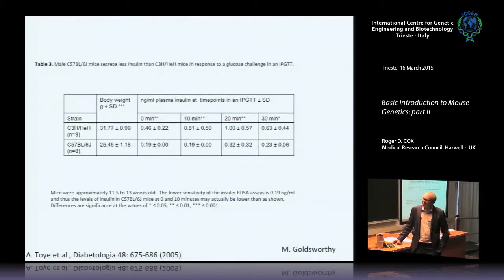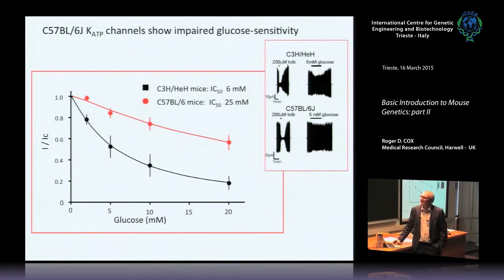They show differences in insulin secretion. So black 6 mice secrete less insulin during a 30-minute glucose tolerance test than C3H mice, so they have lower insulin secretion. We showed that the KATP channels showed impaired glucose sensitivity, suggesting that the mutation was upstream of channel closure. So in beta cells, the KATP channels have to close before you get insulin secretion.